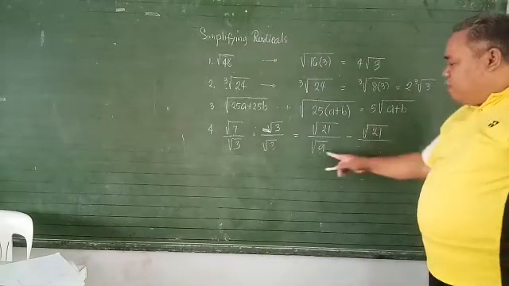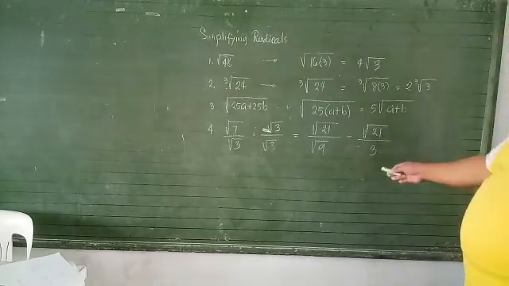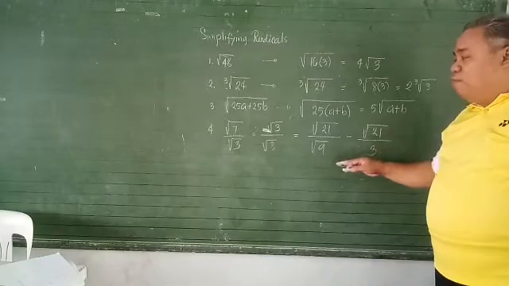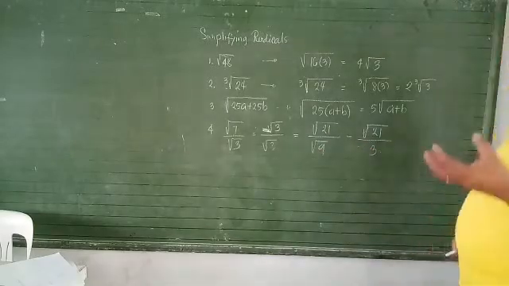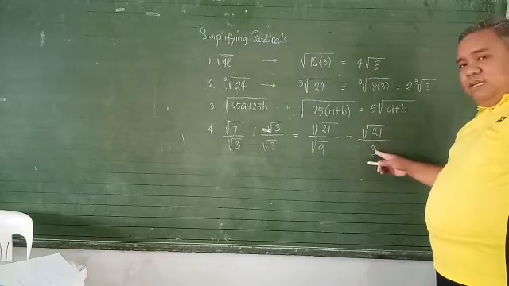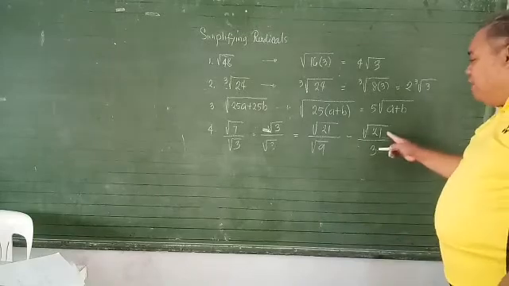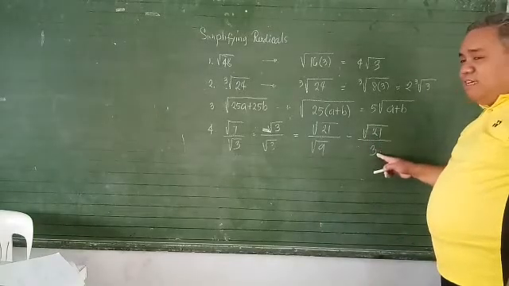Pero yung nasa ilalim, square root of 9 is 3. So again, nakita nyo, nawala yung radical sign by doing what's called rationalizing the denominator. Can we divide 21 by 3 in this case? The answer is no, kasi magkaiba yan. This is square root of 21 and this is 3.